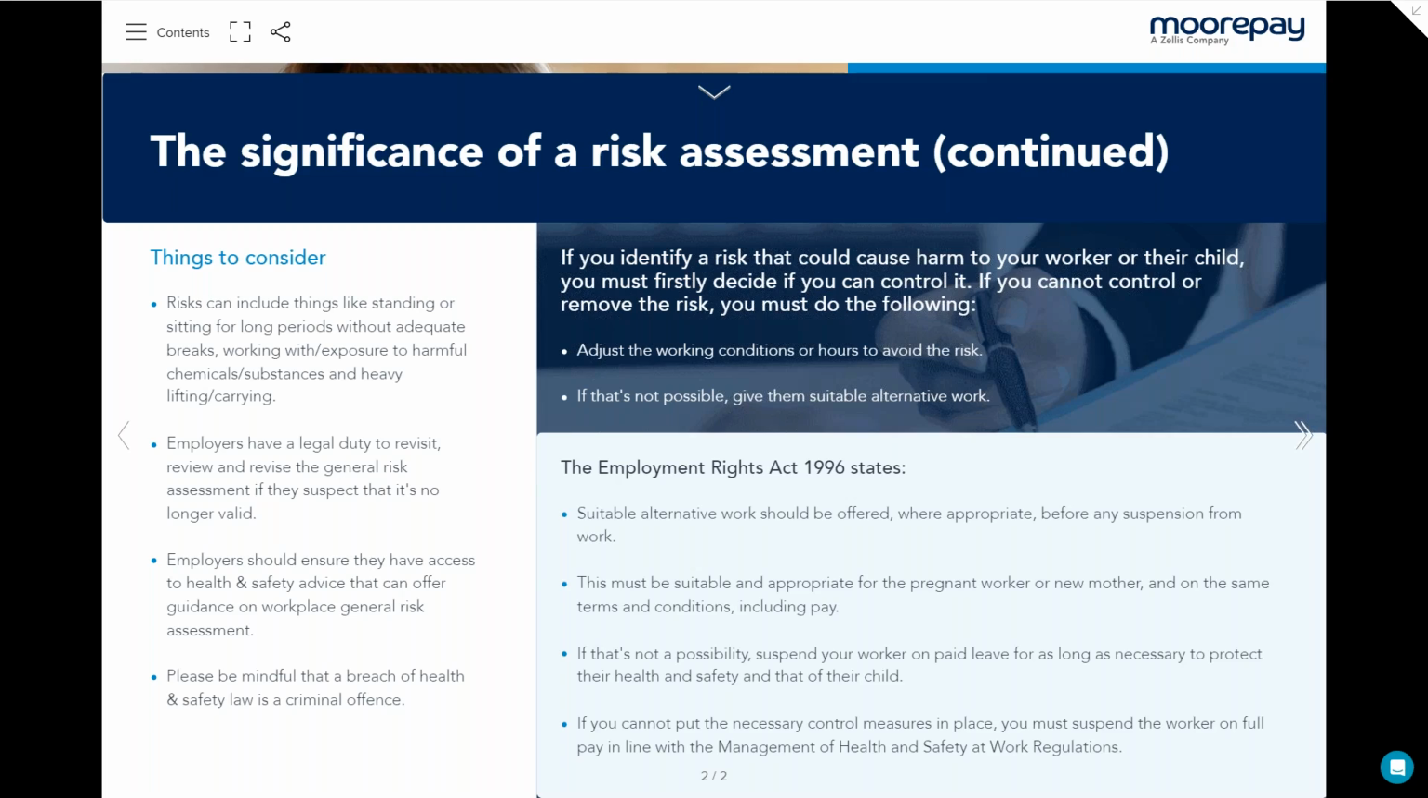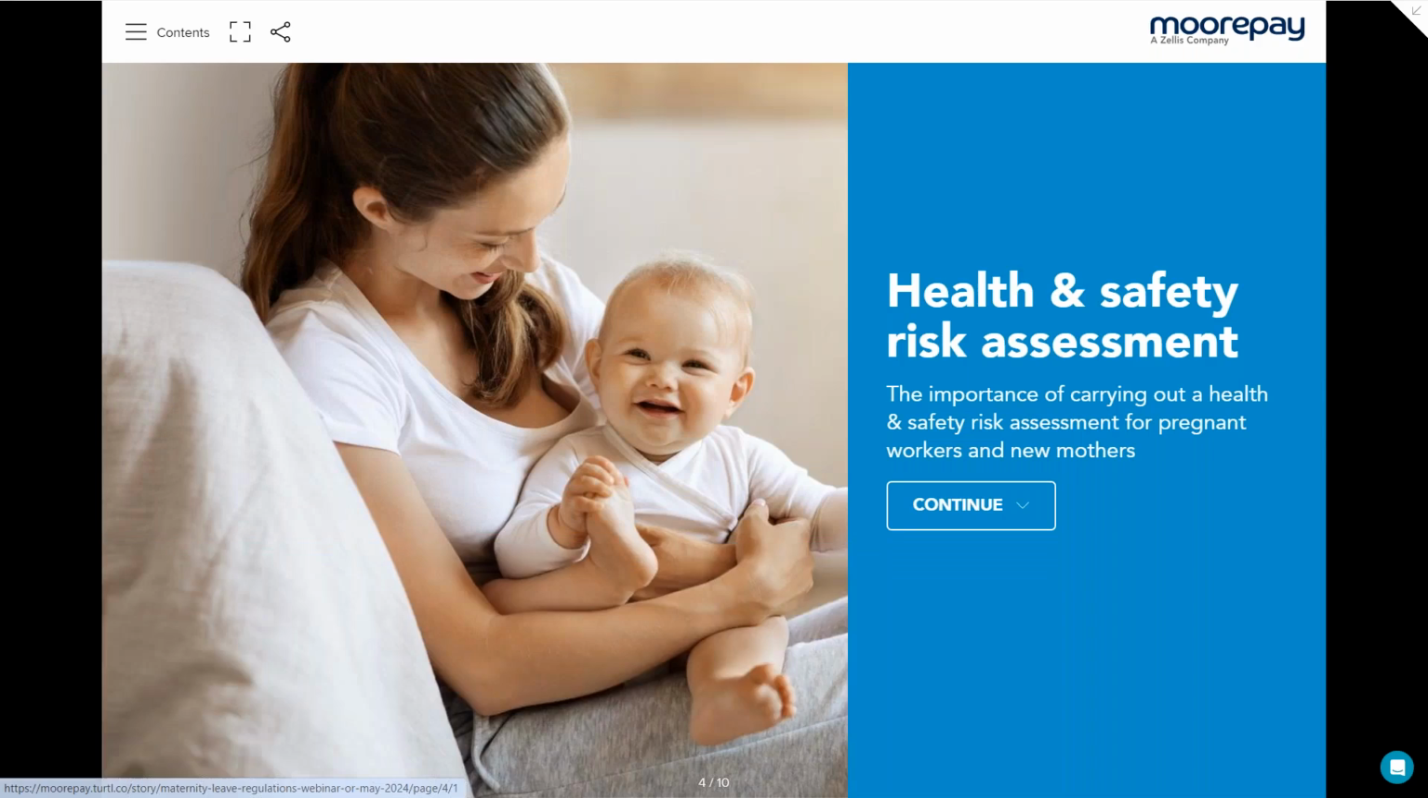So yeah, it's in your interest to find something that the employee can do. If you've got a situation and you're not sure, give us a call and we'll try and support you through the process as best we can, making suggestions to try and help you support your employee through this process. Okay, next slide.